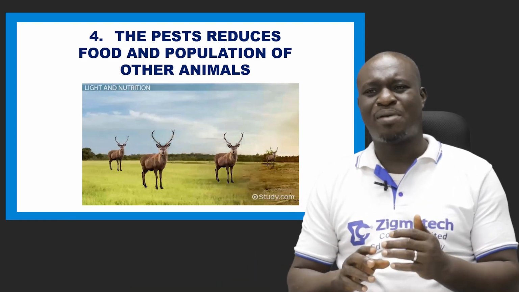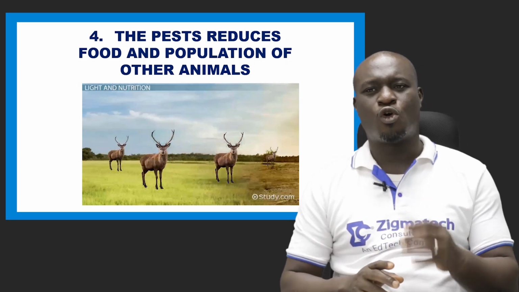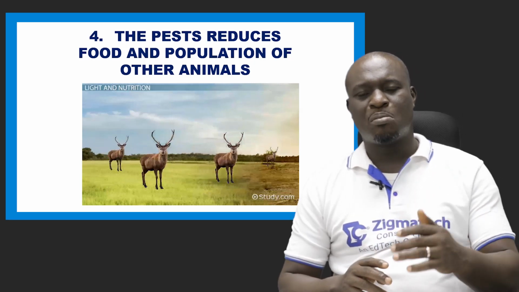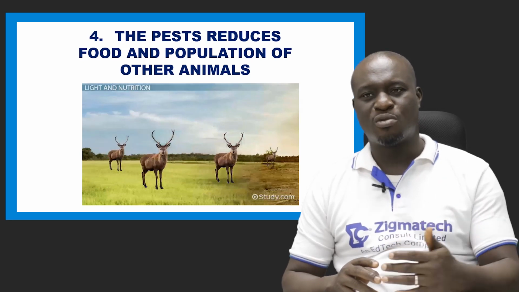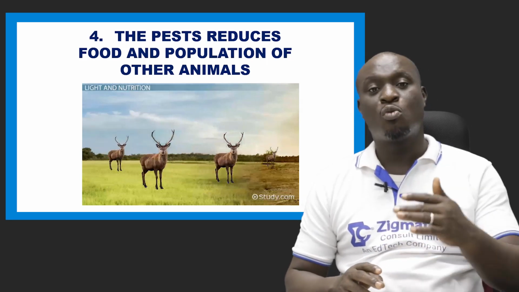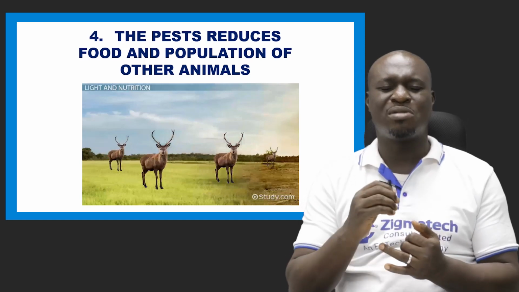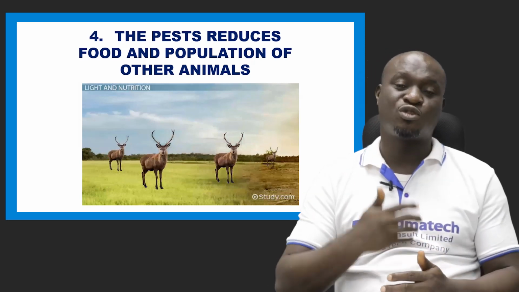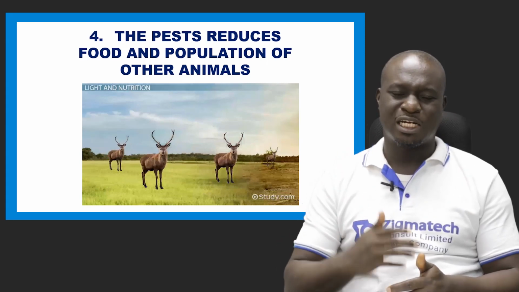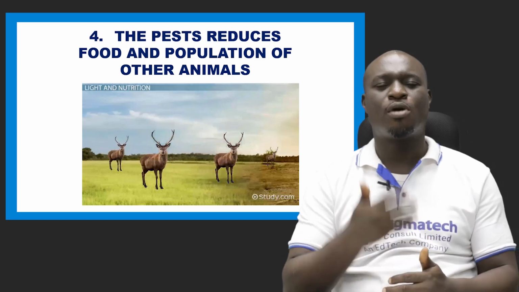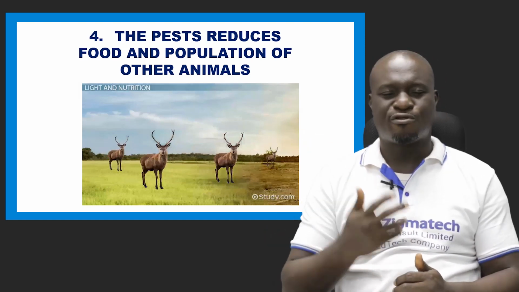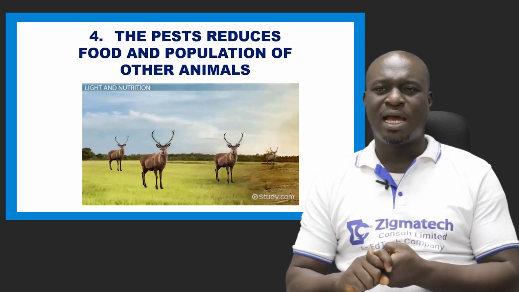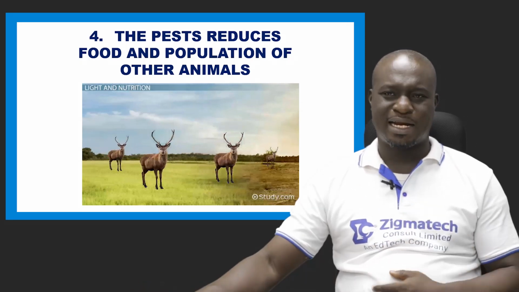Another thing again is that the pests reduce food and the population of other animals. They reduce the food because they will feed on it, and this also reduces the population of most animals. Why? Pests are good transmitters of diseases, and they transmit these diseases to animals and to plants. Now, if they keep feeding on the crops and the plants there, it means that there will not be many plants for these animals to feed from. So one of the effects is that it reduces the food and also the population of other animals.